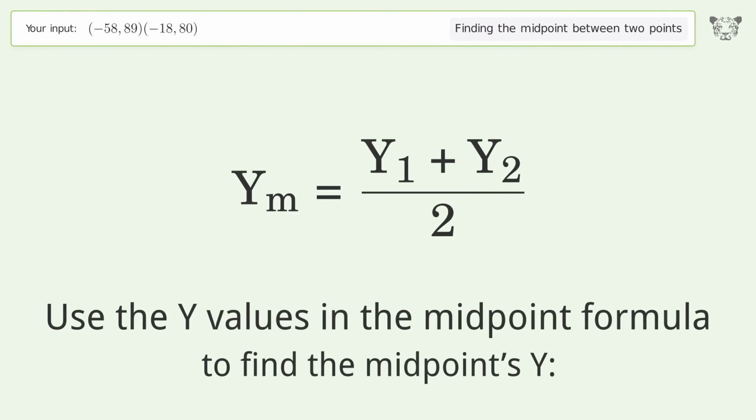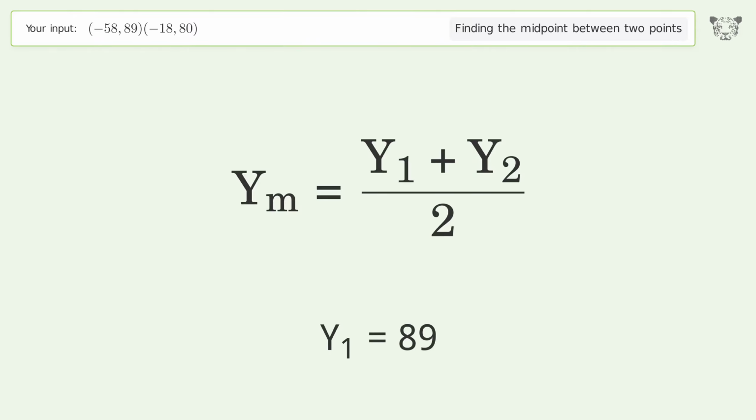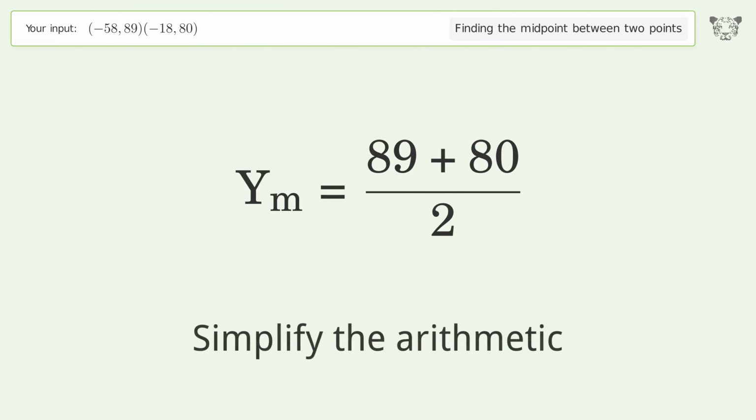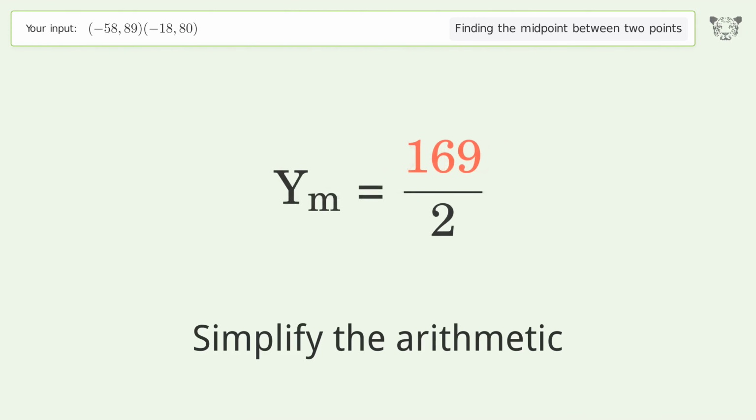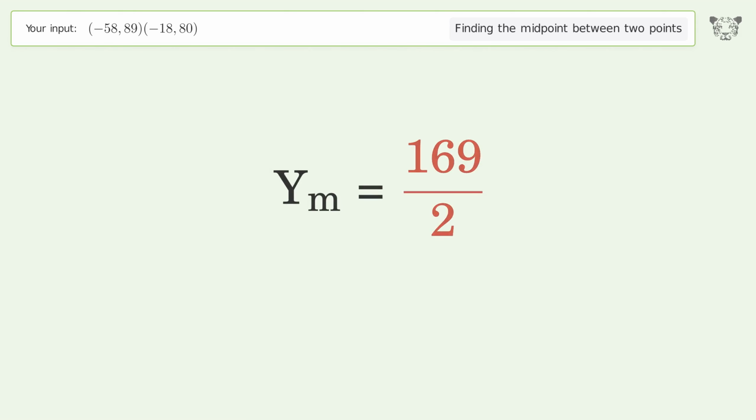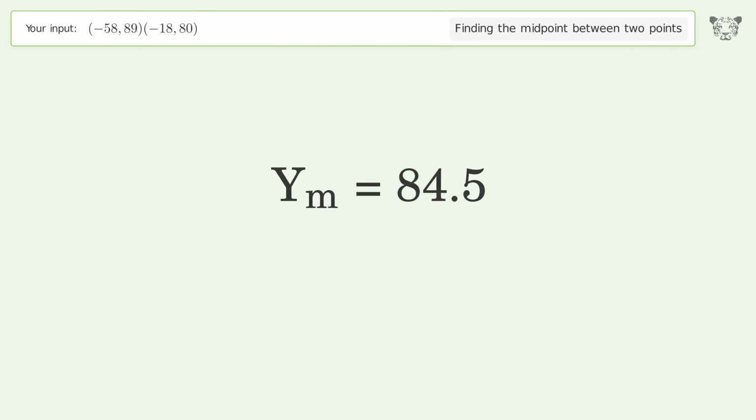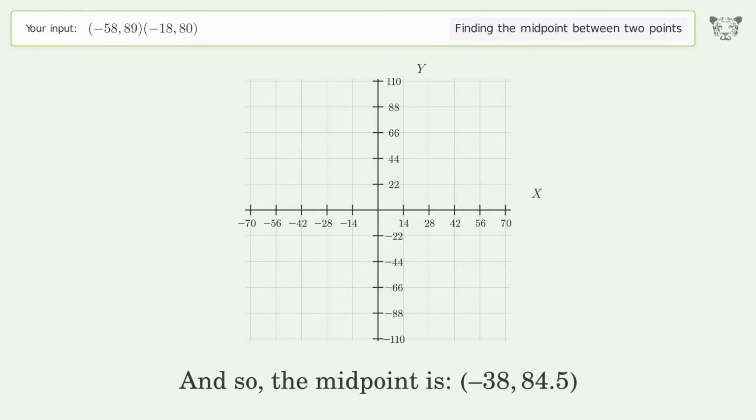Use the y values in the midpoint formula to find the midpoint's y. y1 equals 89. y2 equals 80. Simplify the arithmetic. And so, the midpoint is -38, 84.5.